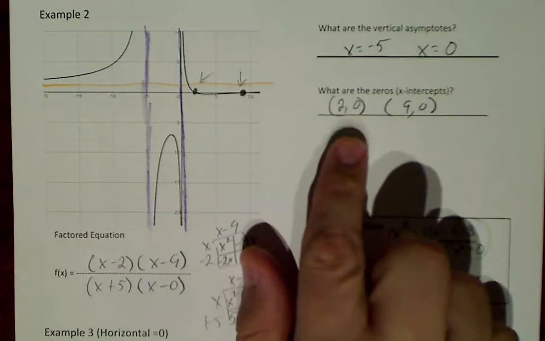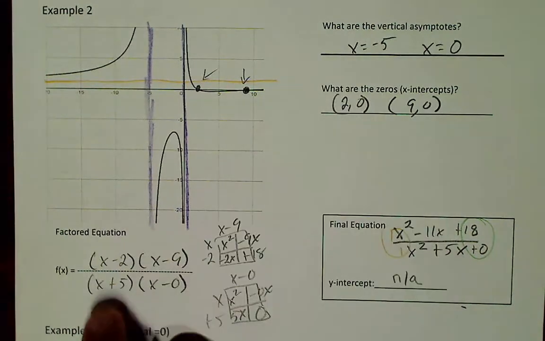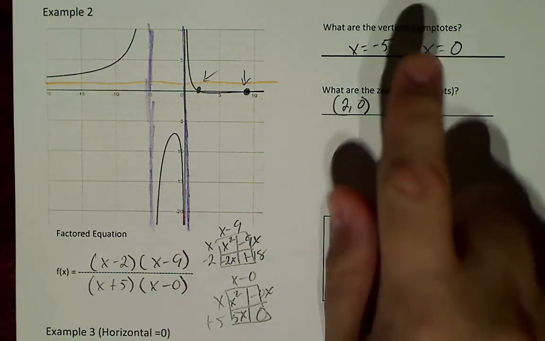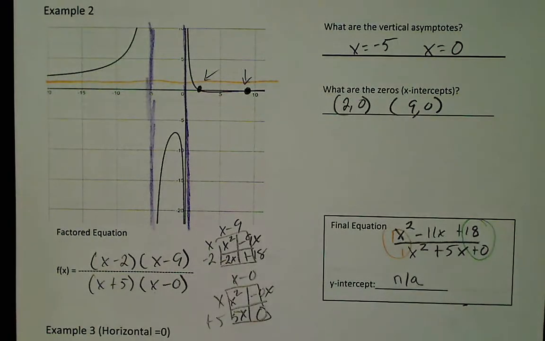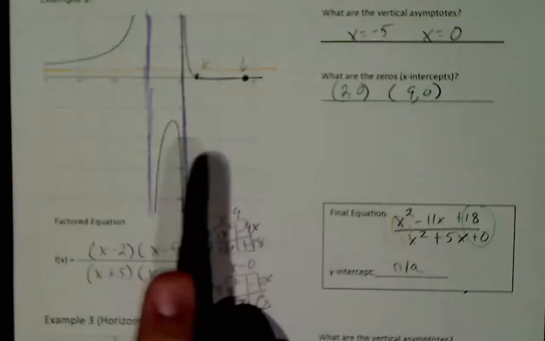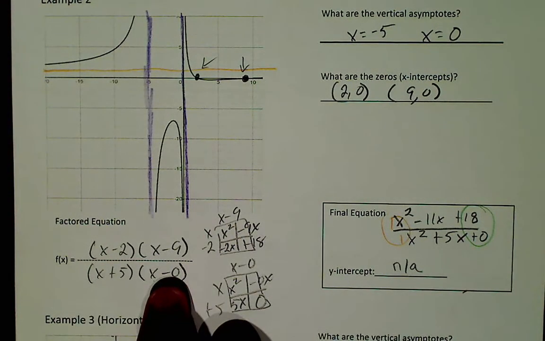So my numerator, because this is a 2 at the x-intercept here, and this one's at 9, then this becomes x minus 2 and x minus 9 for these two guys. Because this is a +5, this becomes a -5, this becomes an x plus 5. And then the 0 becomes x minus 0. Now somebody will ask, do you have to put x minus 0? You really don't. But again, just to get used to it, you can.